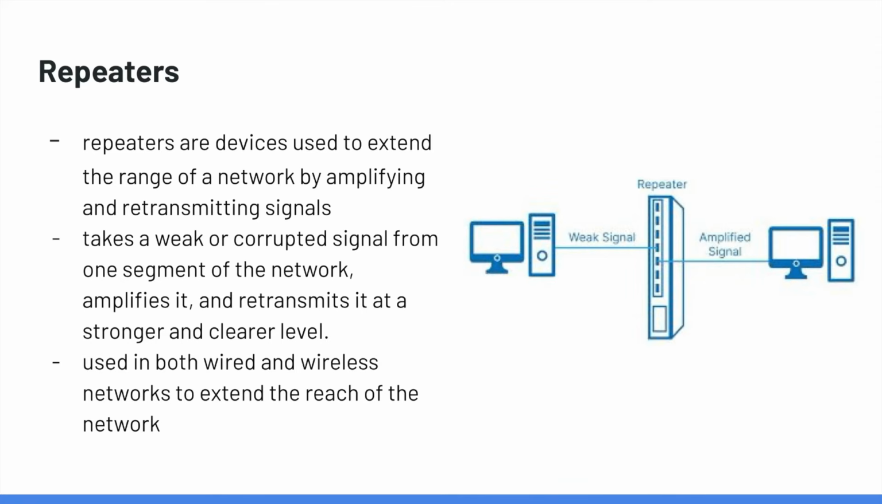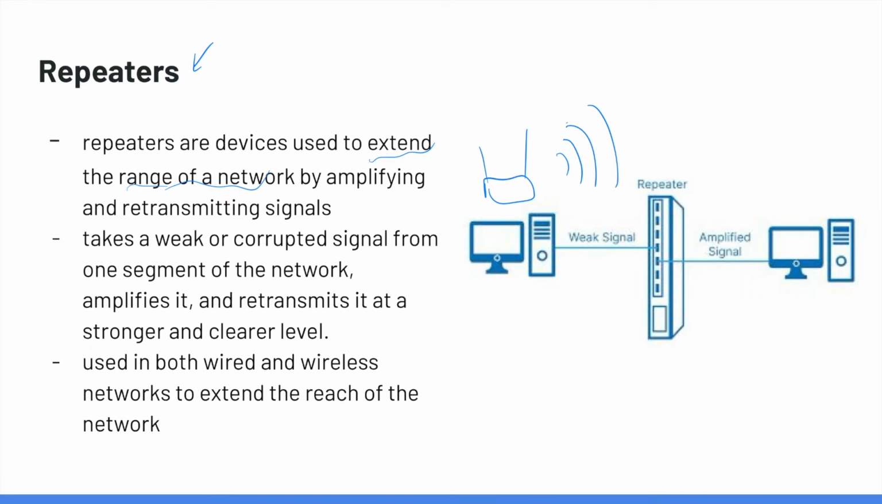Now, the next device that we're going to talk about is something called a repeater. And a repeater is probably a simpler concept than a bridge or any of the other network devices that we've looked at. So basically it's used to extend the range of a network by amplifying and retransmitting signals. So let's say, for example, we have a router right here. I don't know why it shows a computer. And that router, or rather, we can say it's a wireless access point, has a certain range. But we want to increase that range.